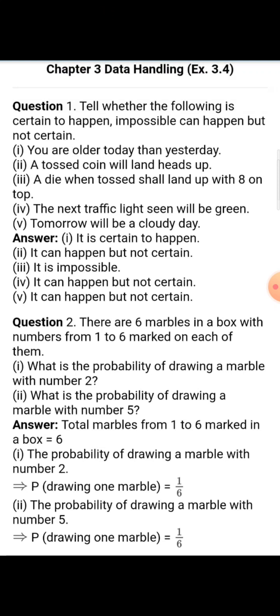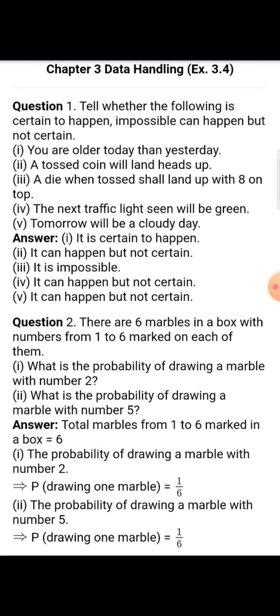Okay. So third is, a dice when tossed shall land up with 8 on the top. If you toss the dice, 8 comes up. So it is impossible because on a dice you have only numbers 1 to 6: 1 2 3 4 5 6. So 8 is impossible. Next, the next traffic light will be green. You are going and you get the next traffic light green. It can happen but not certain. Next, tomorrow will be a cloudy day. It can happen but not certain. So these are the possibilities of probability.